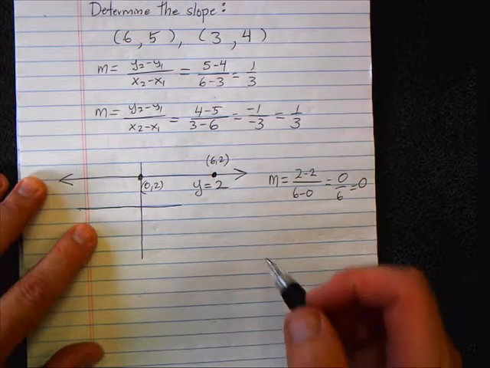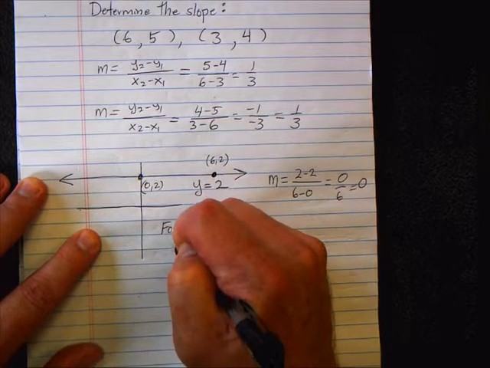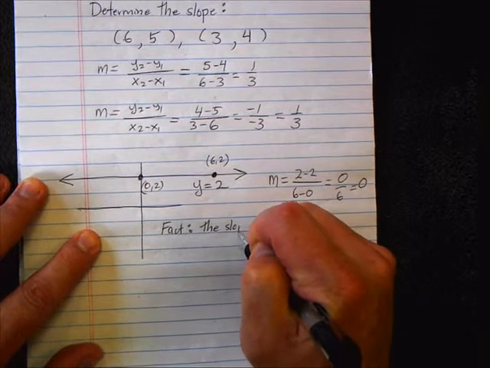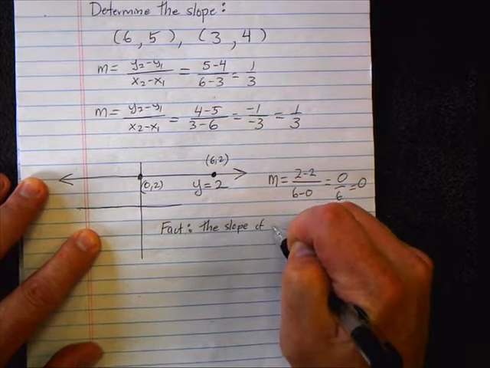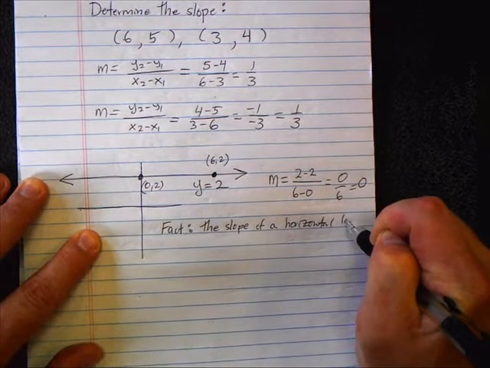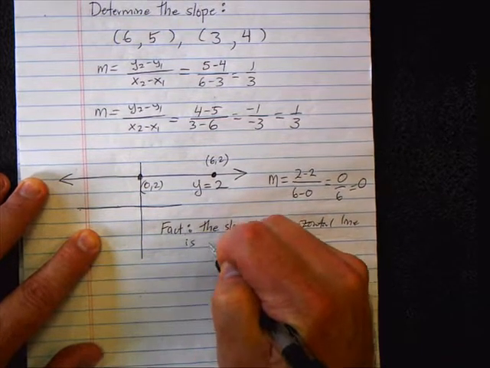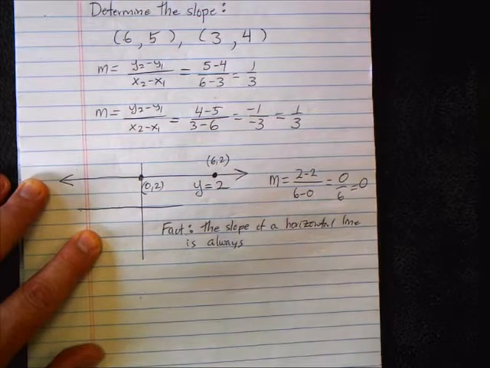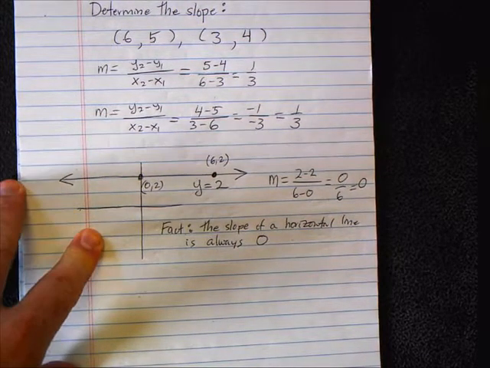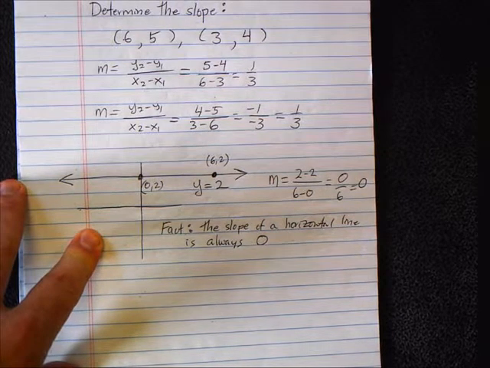All right, so there's a fact about horizontal lines. Fact: the slope of a horizontal line is always 0, because horizontal lines do not rise at all. They only run.